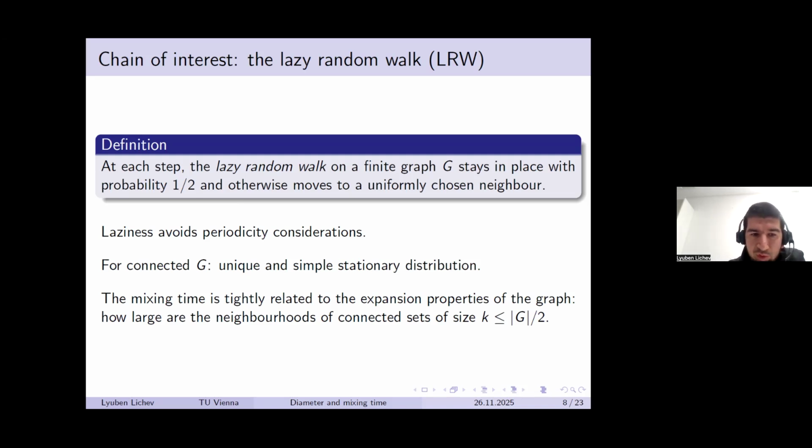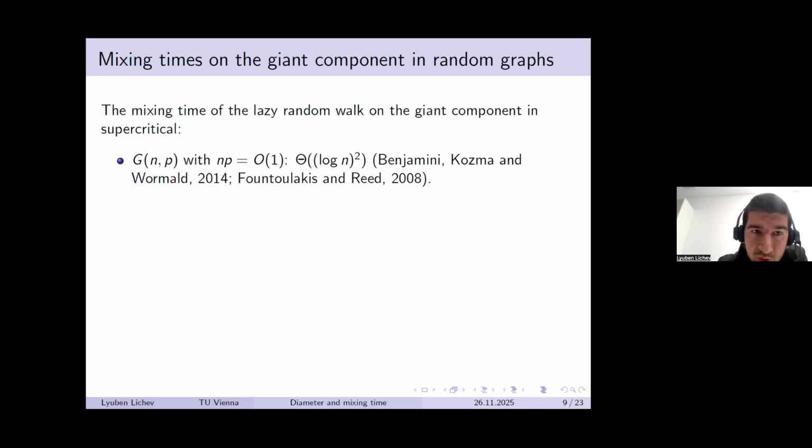For the moment, I'm going to say that these expansion properties actually concern what is the size of neighborhoods of connected sets of particular size k. So I give you all connected sets in your graph with k vertices, and then I ask you, well, how large are the neighborhoods of these sets? This will, to some extent, give you information for the mixing time of the lazy random walk. But more about that in a bit.